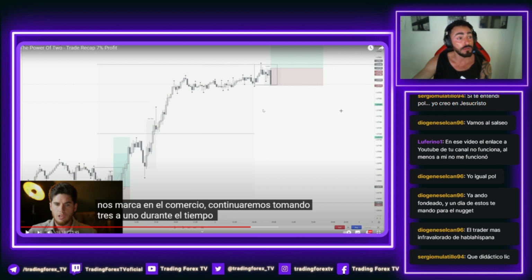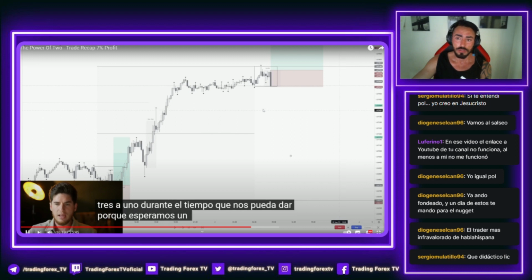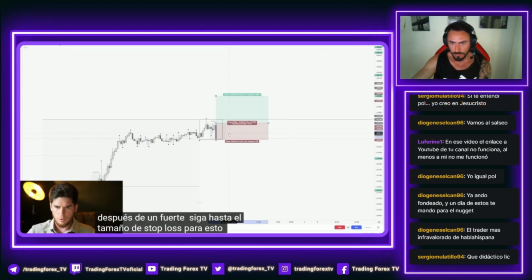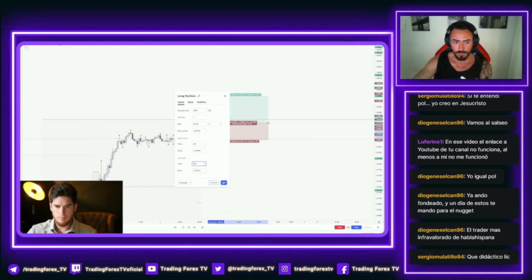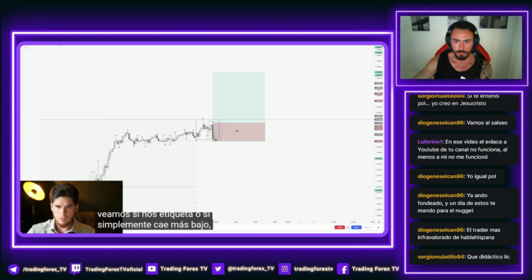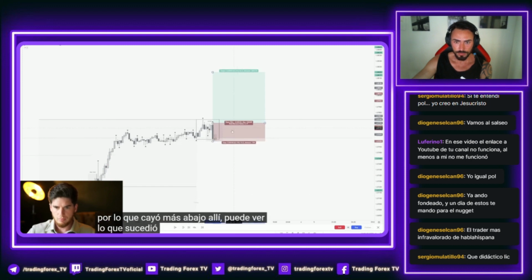As long as it can give us, because we're expecting momentum after a strong follow through. Stop loss size for this will be 16 pips with a 3-to-1. Let's see if it tags us in or whether it just drops lower. So it dropped lower there. You can see what happened.